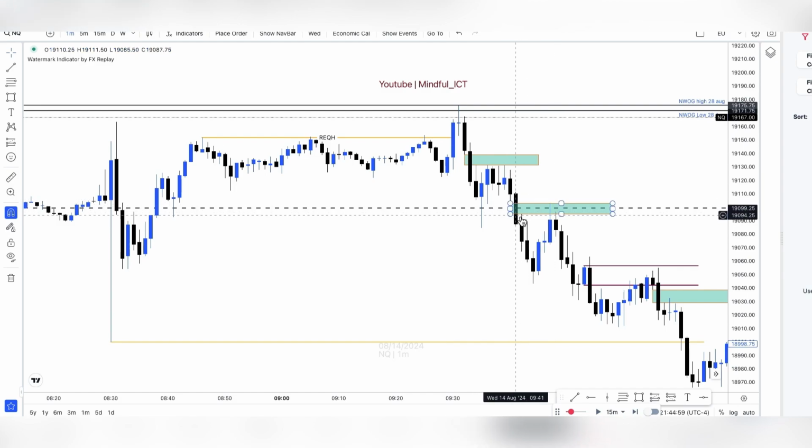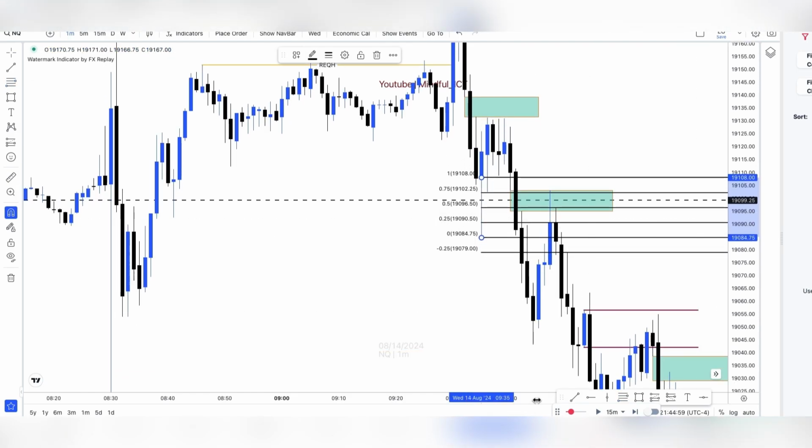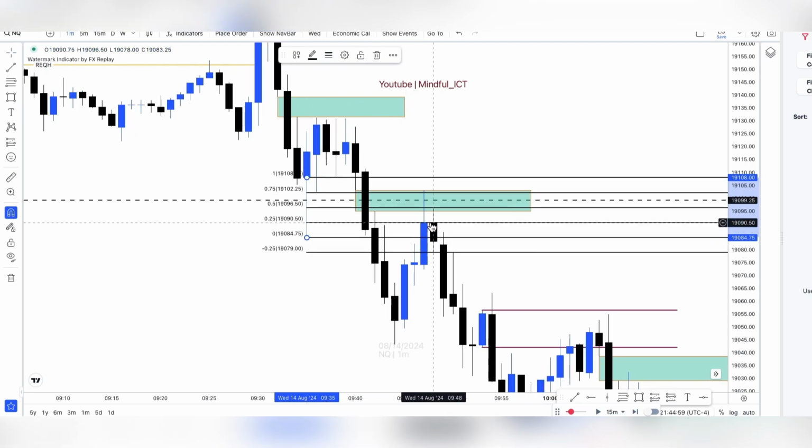Here's something new I learned from this lecture. Notice this wick. Let's also place a Fibonacci retracement on it, and observe how the candle bodies respect the first quarter. Price could go to the second and third quarter, but close below 50%, signaling potential further bearishness.